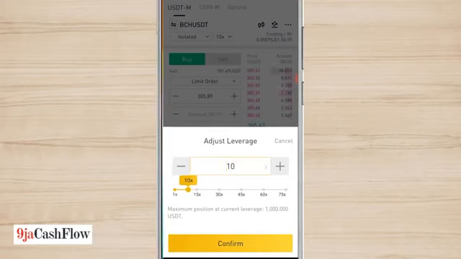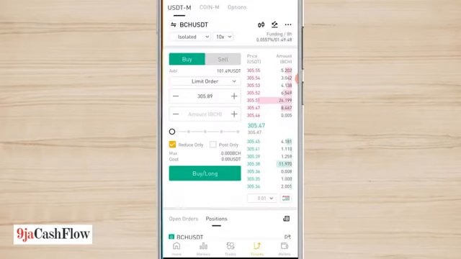And it's even preferable to use 5x. 5x means that you lose your money if Bitcoin should drop by 20%. And most likely before it drops by 20%, you have already put your stop loss and you're out of the market. So let's confirm. Alright, so the next thing is to choose whether you want to buy or sell.